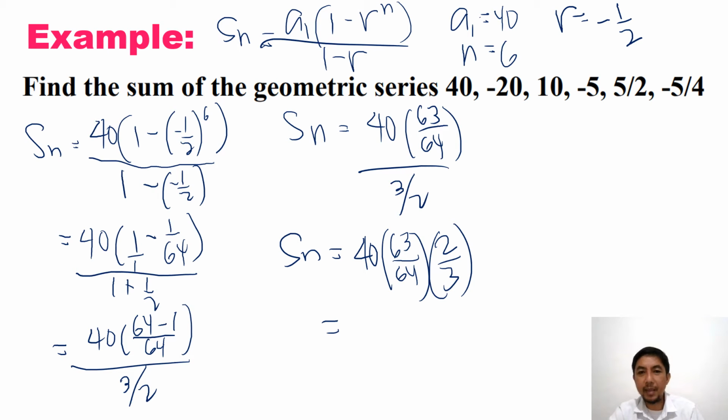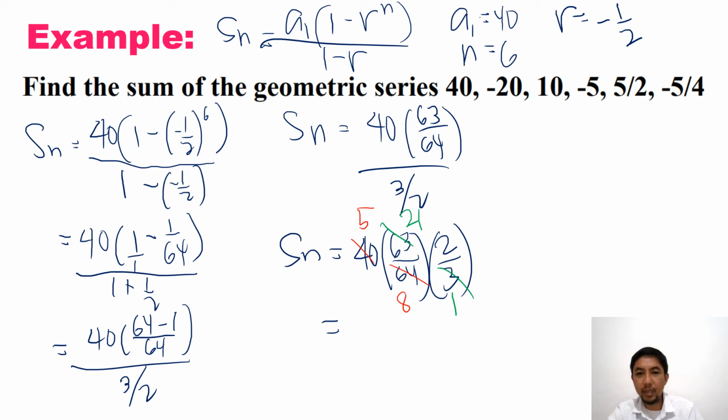We can simplify. We know that 40 and 64 are both divisible by 8. So 40 divided by 8 is 5, and 64 divided by 8 is 8. Likewise, 63 and 3 are both divisible by 3. So 63 divided by 3 is 21, and 3 divided by 3 is 1.